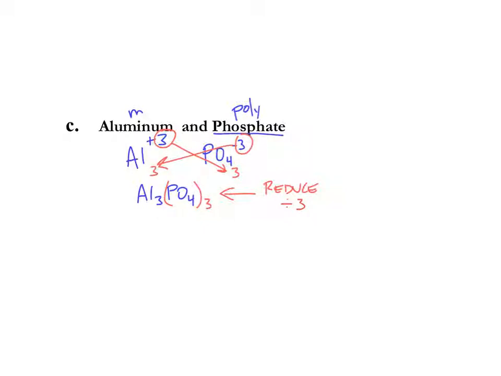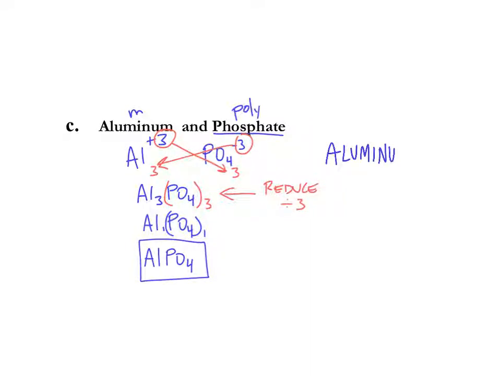And what you end up with is Al1 PO4 1. Now the 1s are implied, so I do not need to write them. More commonly, you'll see them written as AlPO4. Aluminum bonded with a phosphate ion. So what do we call that? Well, the full name of the metal is aluminum. And it's got a polyatomic ion, so I need the full name of the polyatomic ion as well. And that's phosphate. Aluminum phosphate.